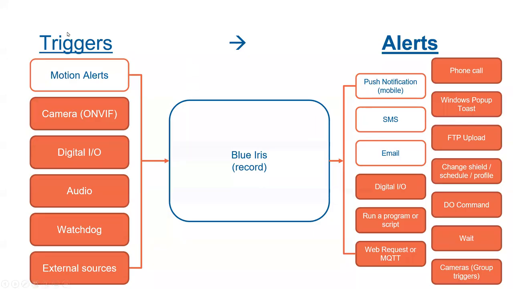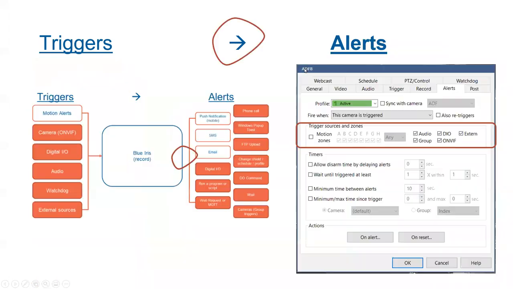All right, so that's the gist of motion alerts, and now we're going to talk about the plumbing. How do you connect this to a meaningful alert that you want on your phone, SMS, and email? First thing to keep in mind is Blue Iris, as we all know, is very, very powerful. This is the actual link between how you connect triggers to Blue Iris for recording to alerts.